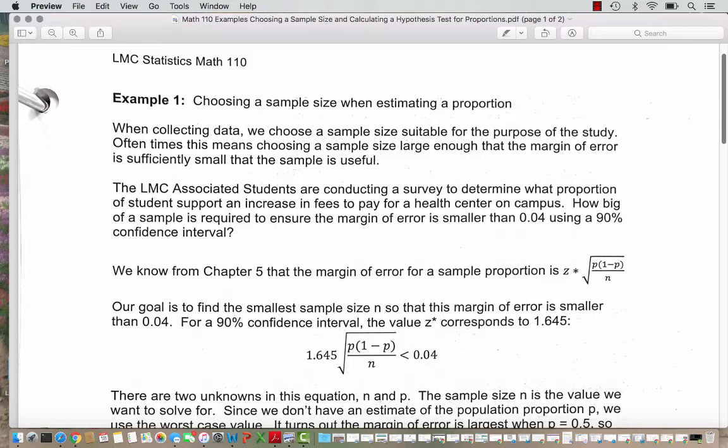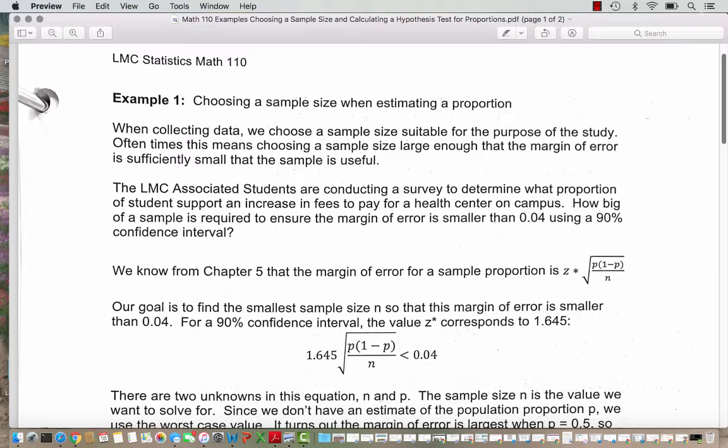When collecting data, we choose a sample size suitable for the purpose of the study. Oftentimes, this means choosing a sample size large enough that the margin of error is sufficiently small that the sample is useful. The LMC-associated students are conducting a survey to determine what proportion of students support an increase in fees to pay for a health center on campus.